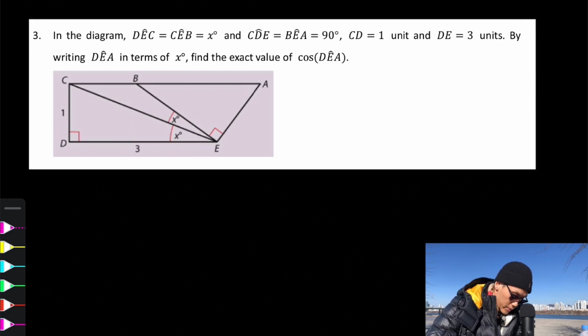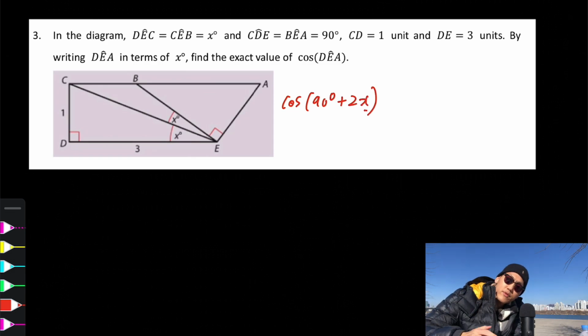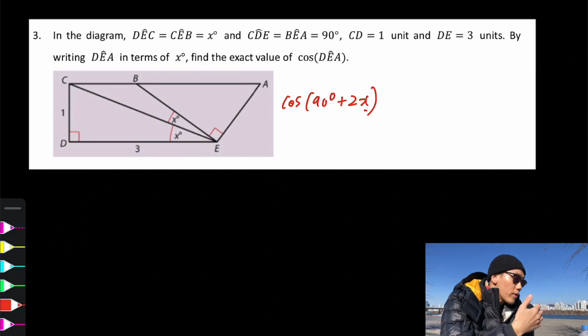But what I want to talk about here is that I need to figure out the cosine D EA. And that's not a right angle, is it? So it's going to be cosine 90 degree plus 2x. Whenever I see sum of angles like this, maybe you're inclined to use the compound angle. But not for me, if I have some multiple of 90 or 180, because that's really asking you to use either the complementary angle or reference angle.